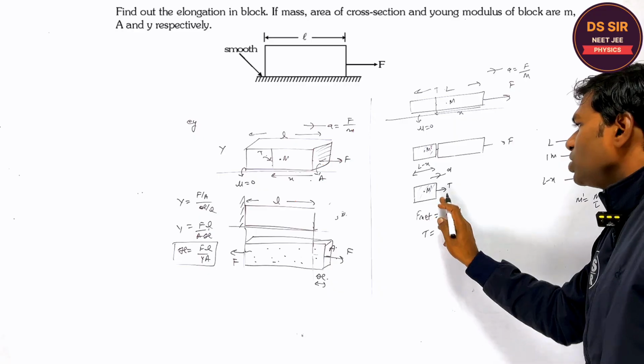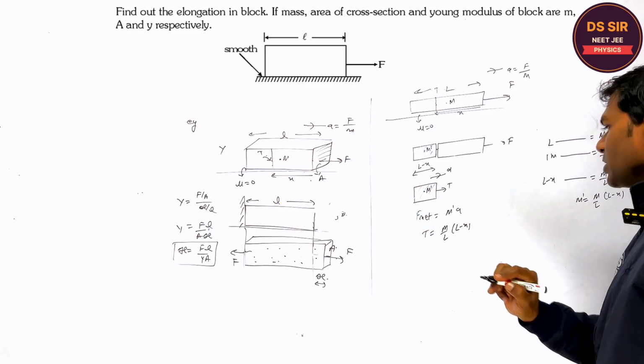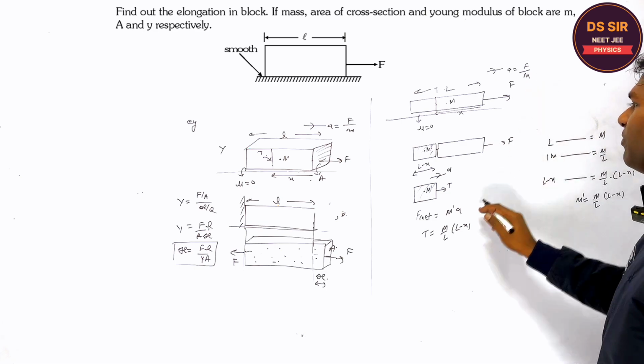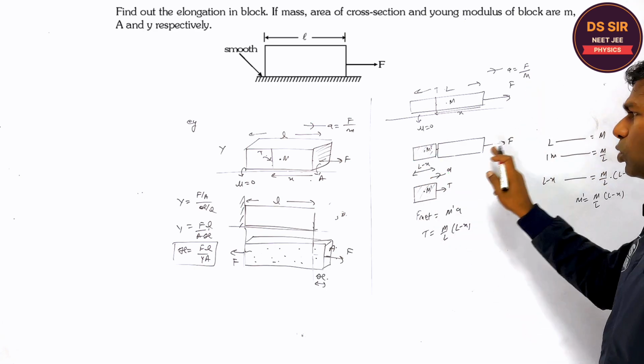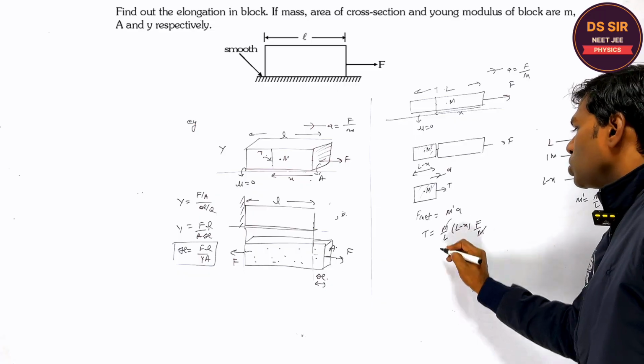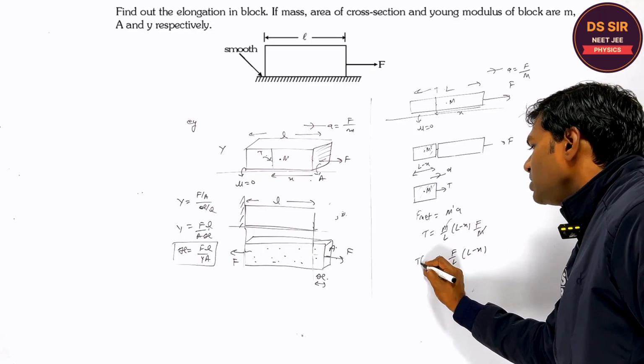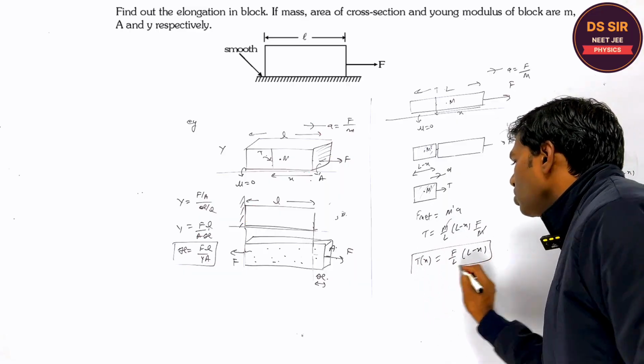So the tension is equal to m upon L into (L minus x). And what is the acceleration we have found? Acceleration is common for both parts, this part and this part, and is equal to F by m. So the tension is F upon L into (L minus x) as a function of x. Is it clear or not, you tell?